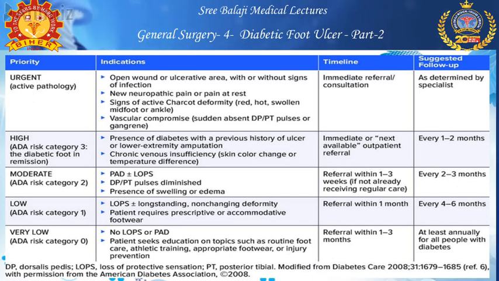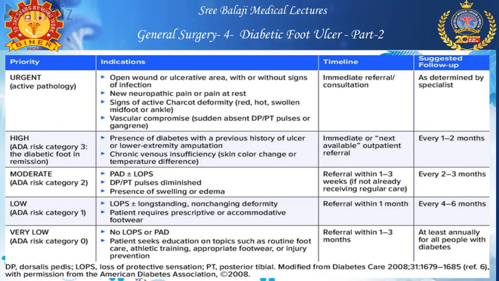High risk patients: presence of diabetes with previous history of ulcer or extremity amputation, chronic venous insufficiency. Immediate care should be given to these patients on an outpatient basis at the specialized center, and they should be monitored every 1 to 2 months. Next, moderate risk patients, otherwise called risk category 2, are patients who have peripheral arterial disease with or without loss of protective sensation. The dorsalis pedis and posterior tibial pulses are diminished, and there will be swelling and edema. These patients are referred within 1 to 3 weeks. After that, they should be on regular follow-up every 2 to 3 months.